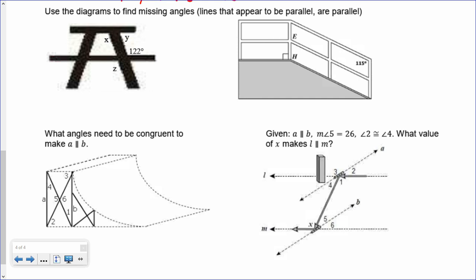So this is a bench. Couldn't tell. This is a bench. I thought that was a table. Well, okay, so it's a picnic table. It's a picnic table with a bench.